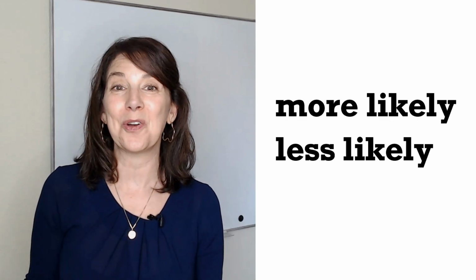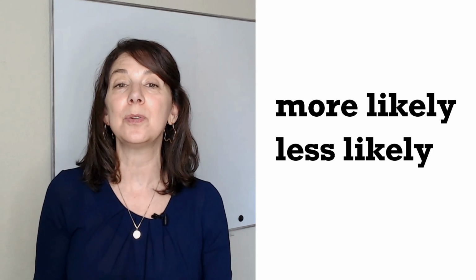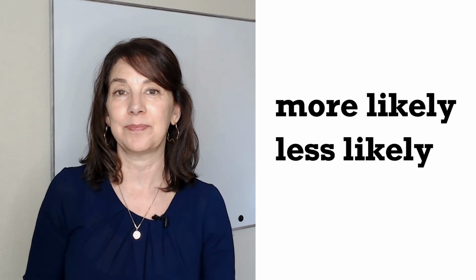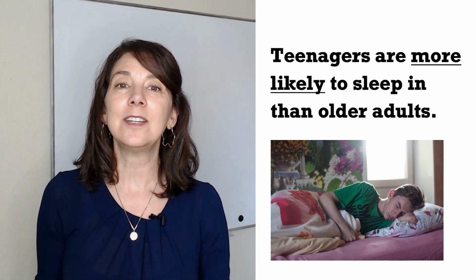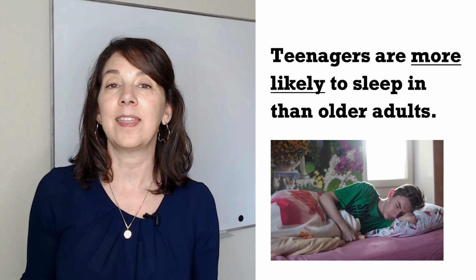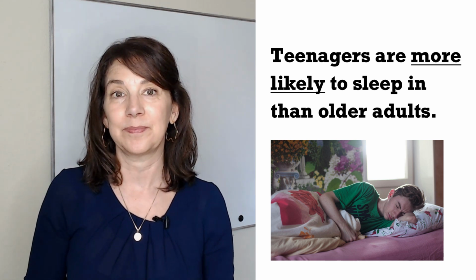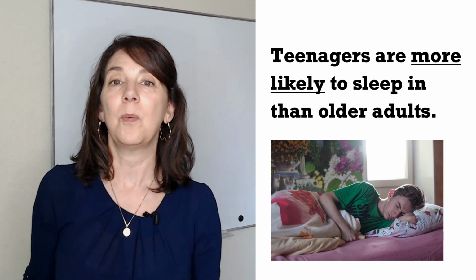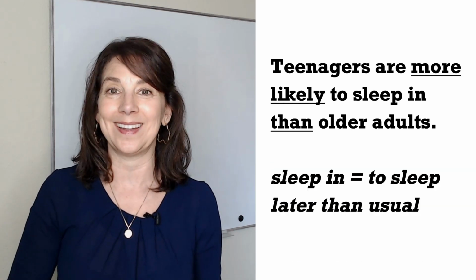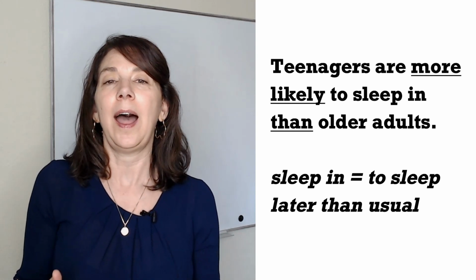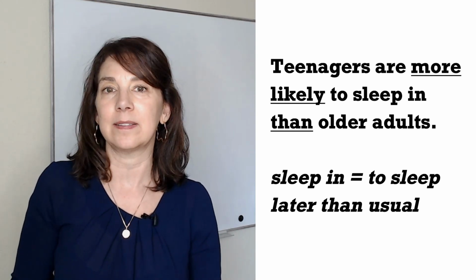The next thing you need to know about likely is that you can use more likely to compare two things. For example, teenagers are more likely to sleep in than older adults. So because we're comparing teenagers and older adults, we need more and than. But we're going to use the word likely here to show how probable it is.